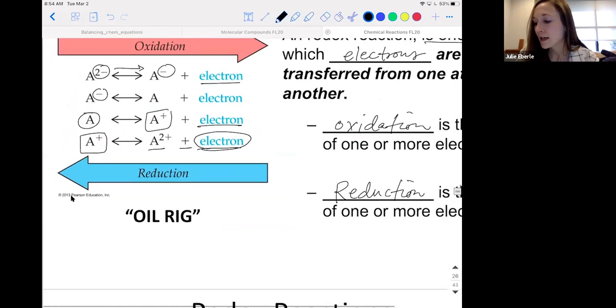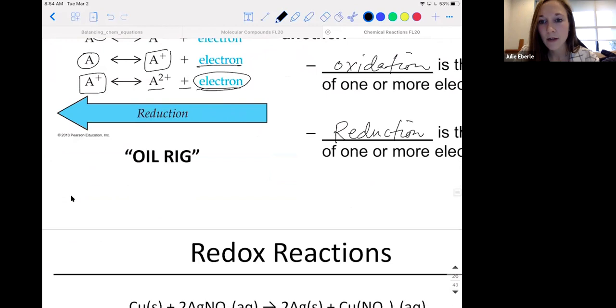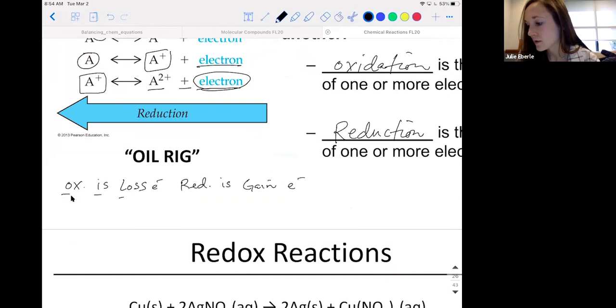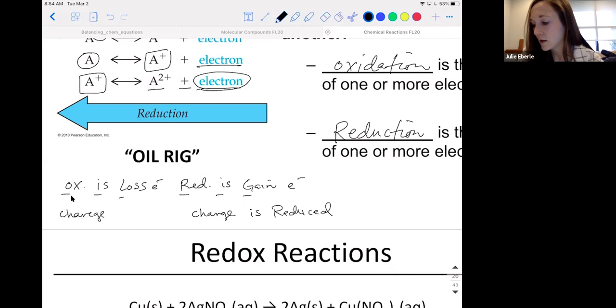Okay. So anybody heard the phrase OIL RIG before as an acronym for how to remember this? Oxidation is the loss of electrons, OIL, that's the oil part. RIG stands for reduction is the gain of electrons. That's the rig part. So if you get confused on, oh crap, which way does it go again, oxidation, reduction, remember OIL RIG. Oxidation is the loss of electrons, and you're increasing in charge when that happens. Reduction is the gain of electrons, and it is the charge that is reduced. And the charge over here is increased.